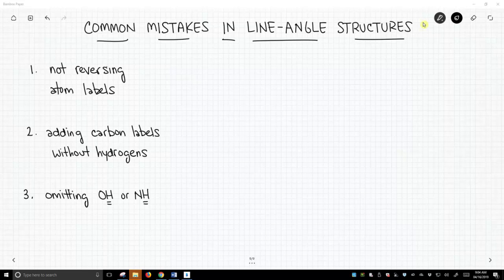We're going to discuss common mistakes that you encounter in drawing line angle structures. So, our first common mistake is not reversing atom labels.